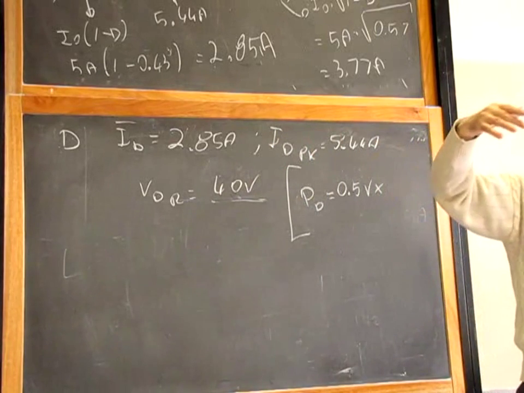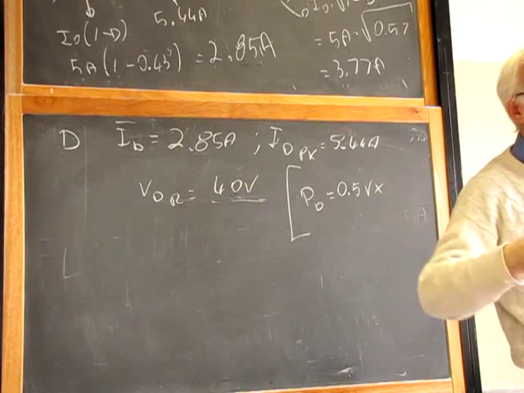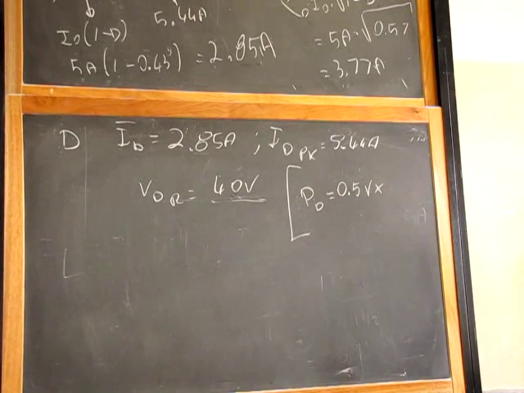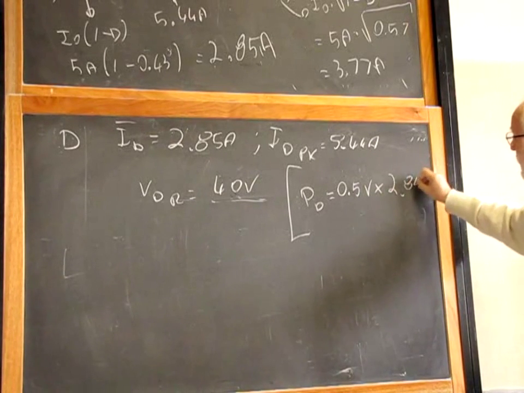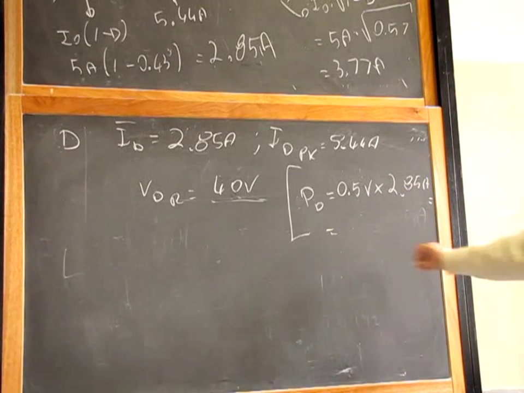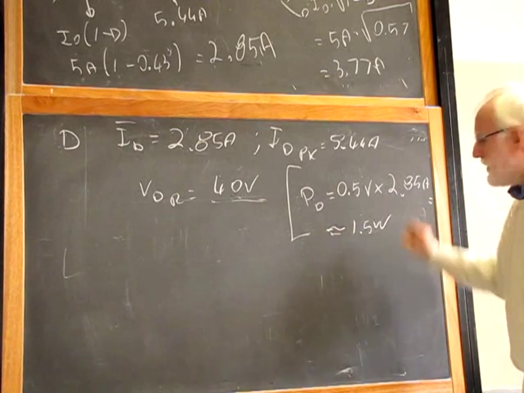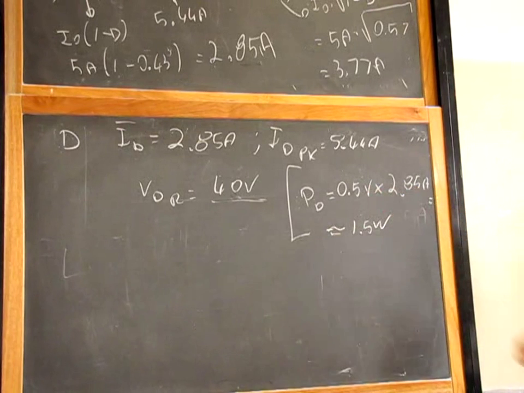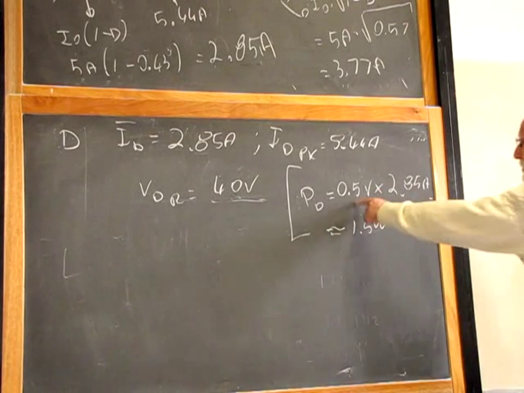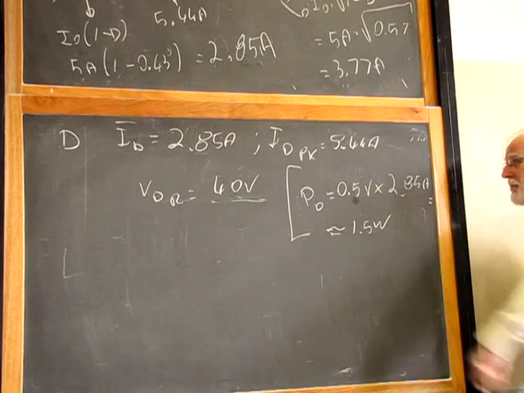Because what we need is the average dissipated power. When we take the average dissipated power, the constant voltage moves out from the integral, and you are left with the average current, 2.85 amps. 0.5 times 2.85 amps is 1.5 watts. It's about 1.5 watts. I know that 0.5 times 2.85 is 1.425, but it's useless. 1.5. It's thermal power, and you are not absolutely sure about this value.